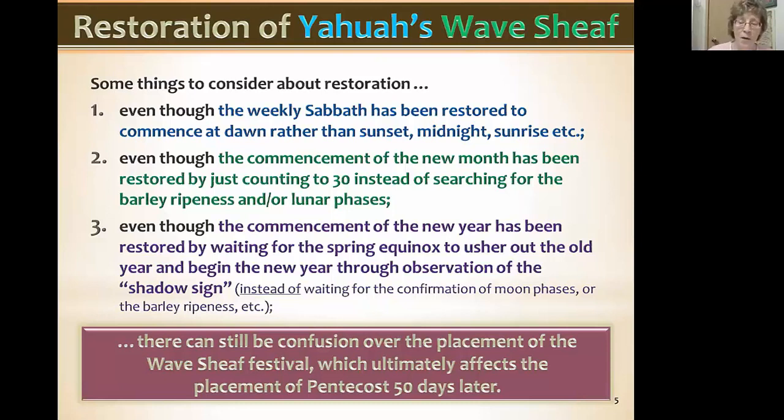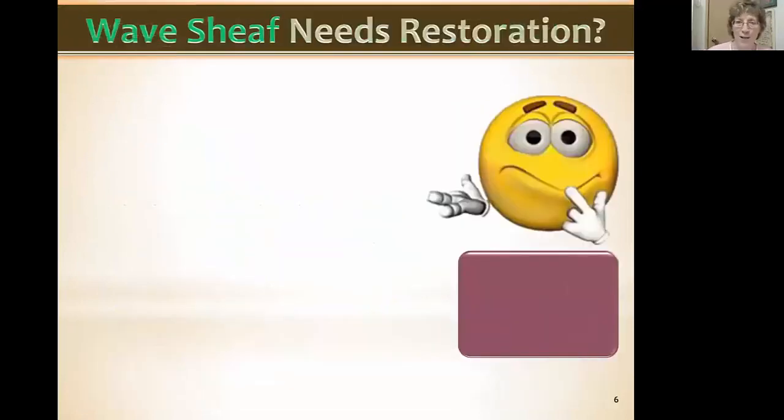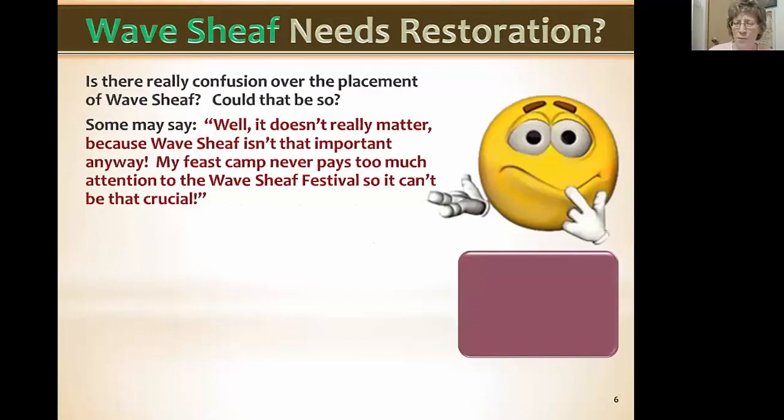Now, that's not the only problem. In many feast camps, they completely forget about the Wave Sheaf Festival. They don't even acknowledge it when it comes along. So we just feel that it needs to have restoration in more areas than one. And some may say, is there really confusion over the placement of Wave Sheaf? Like, can that really be so?